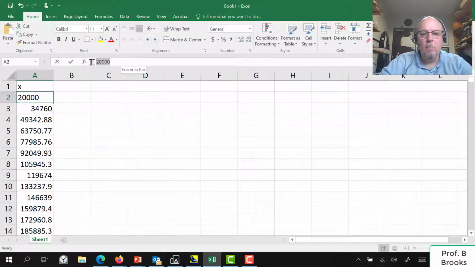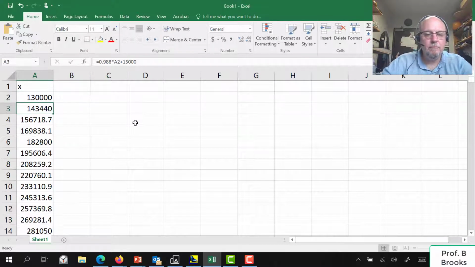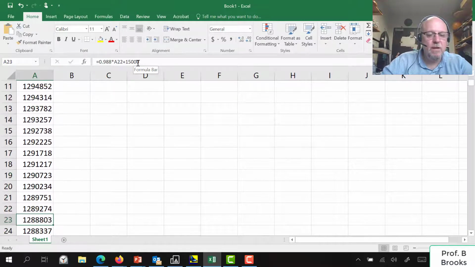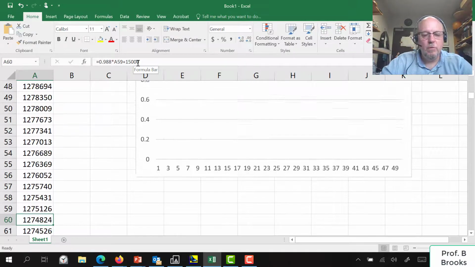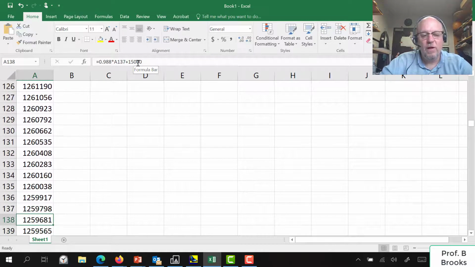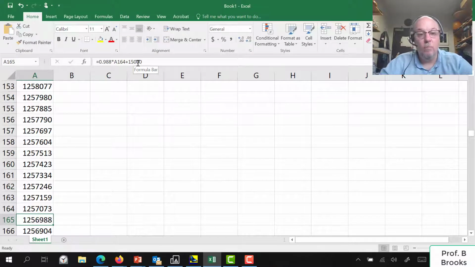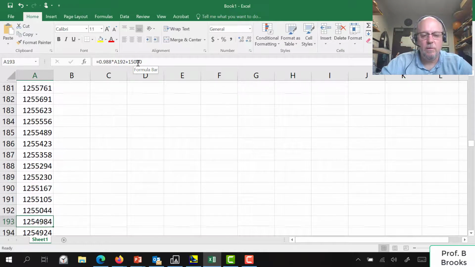If I started out above that equilibrium, so say 1.3 million. Now it's shrinking towards that equilibrium. That's because they're taking away a percentage, and the amount they're taking away is more than I'm adding in each time, the 15,000. It's shrinking towards that equilibrium.